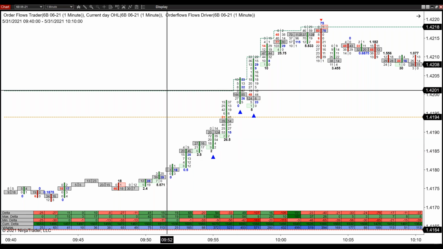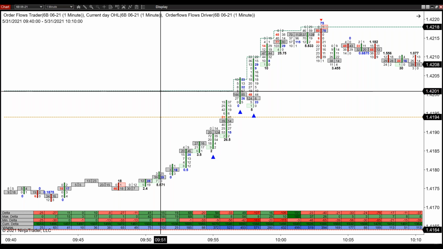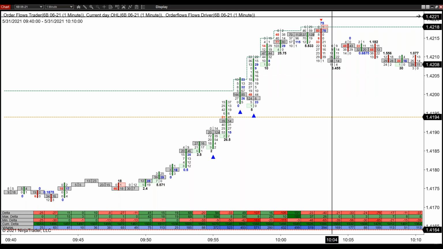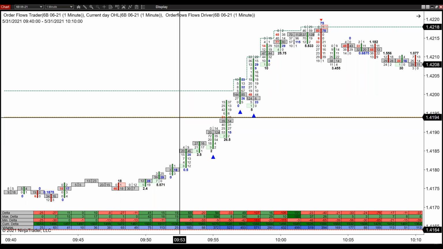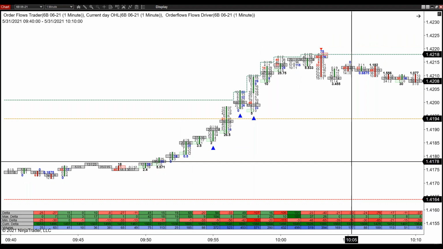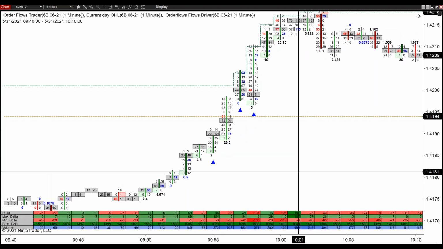Someone's asking, this is just the high and the low, right? This line here, this green dotted line, is the high of the day. That's why you see it keeps changing. I don't have unfinished auctions turned on right now. This line here is the opening price. This red line down here is the low of the day, in case you're wondering.